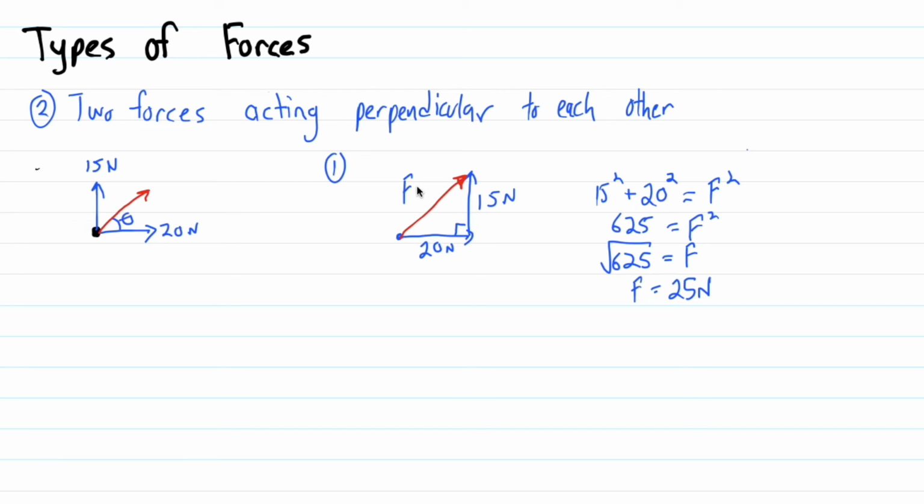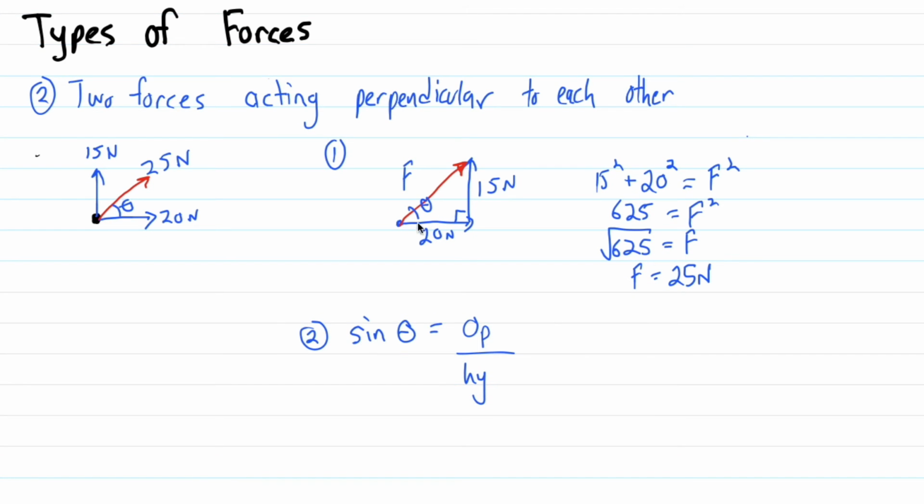Now that we have found the magnitude of this resultant force, 25 Newton, we can now find the angle of the force, which is step number 2. How we find the angle is we just use trigonometry. We can use sine theta. This angle right here is the same as this theta right here. We find theta using sine equals opposite over hypotenuse. The opposite is the length opposite the angle, which is 15, and the hypotenuse is the magnitude of the resultant force that we already found.